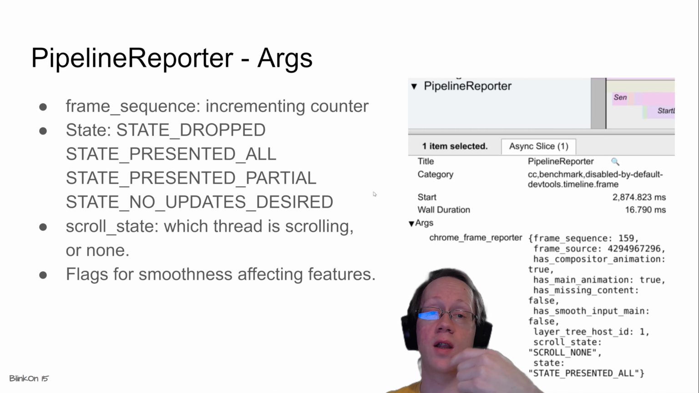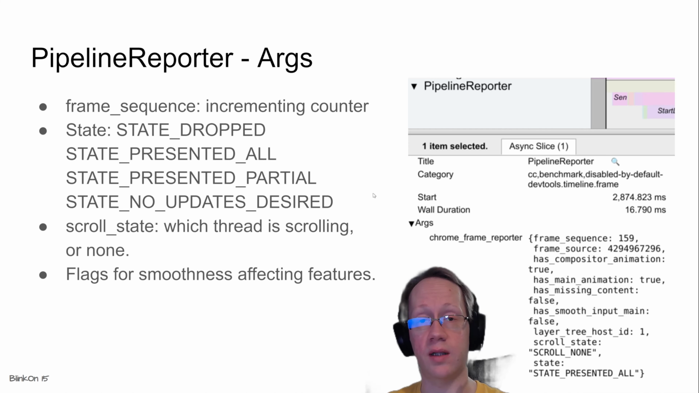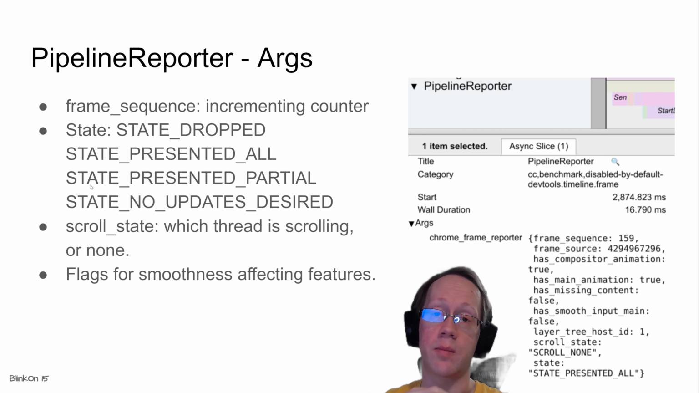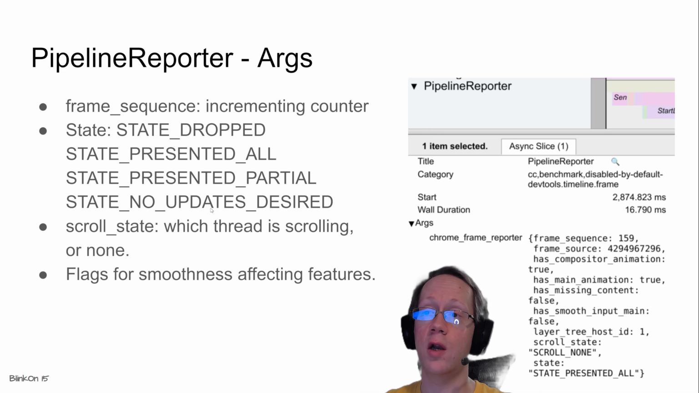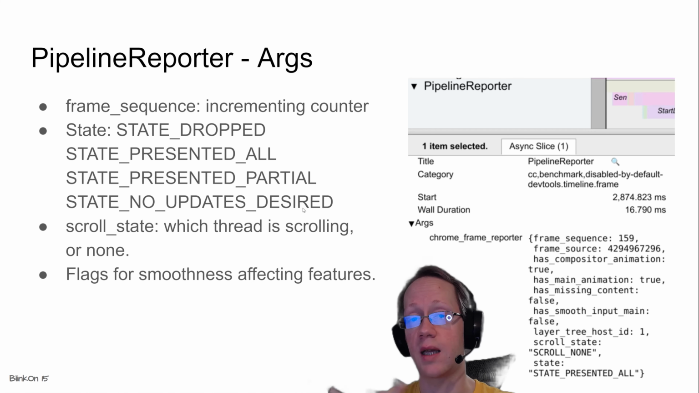Presented all is when the main thread was able to completely get its frame outputted, either A, with the compositor thread on time, or B, at a later point in time. Presented partial is used when the compositor thread itself was able to submit its portion of the frame, but main was not able to be ready on time. And no update desired represents when we started a frame and we thought at the beginning of the vsync that we wanted to actually produce content, but partway through the production we realized we actually had no visible changes to make at this time, and so we stopped.